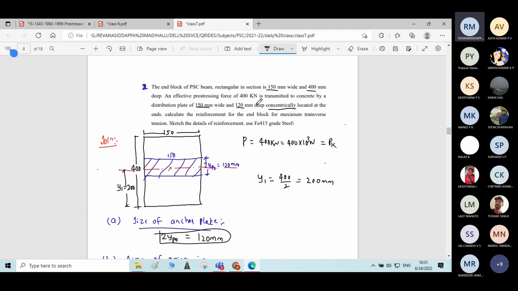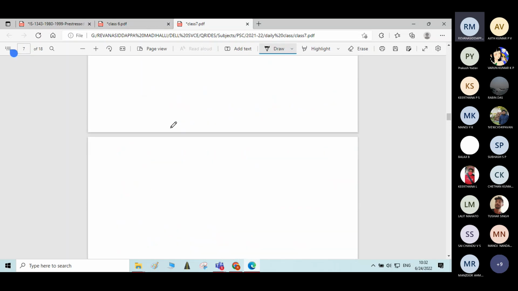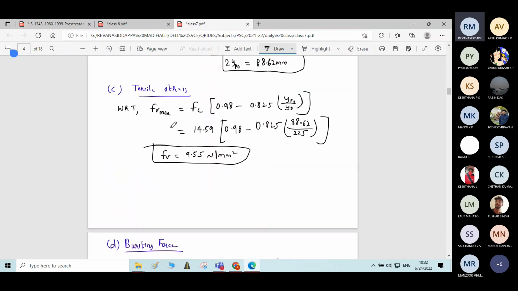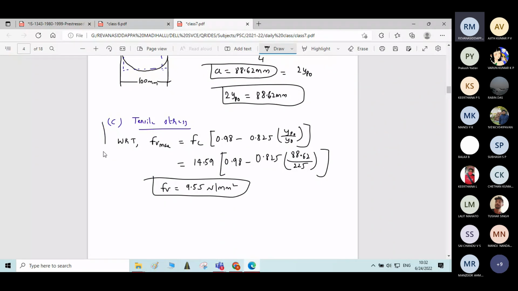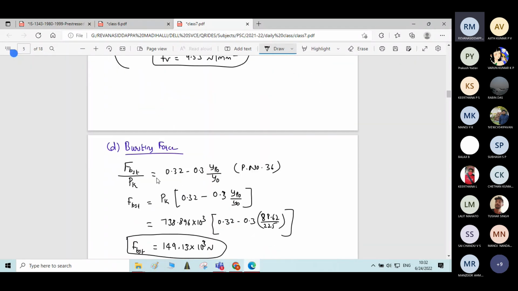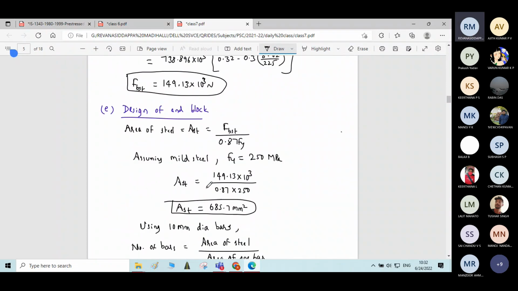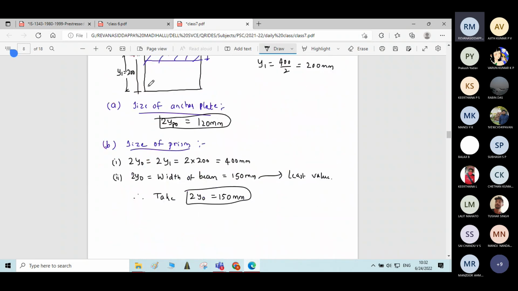Okay. So in this problem, it is not asked to find the tensile stresses. It is directly told to design the end block. No need to find tensile stresses now, as we determined for the previous problem. In the previous problem, it was asked to find the tensile stresses. We have found it. We can skip this step now. We need bursting force for design of the end block. Therefore, you find the bursting force in the next step.